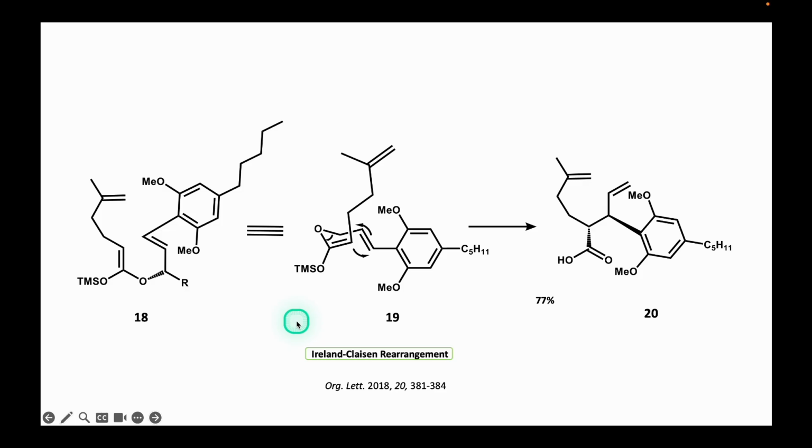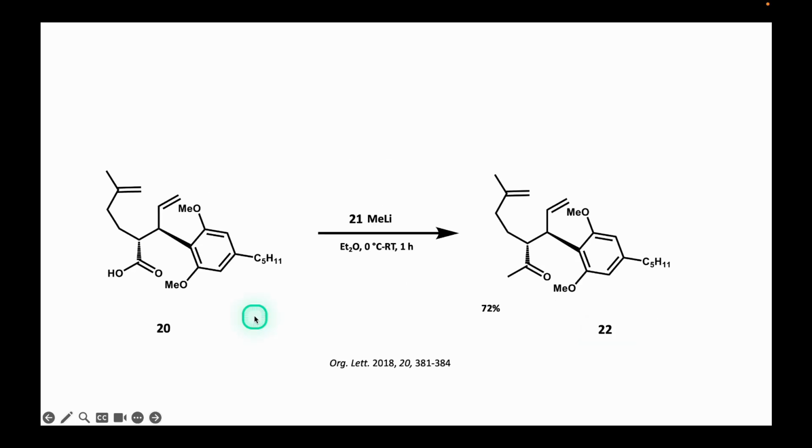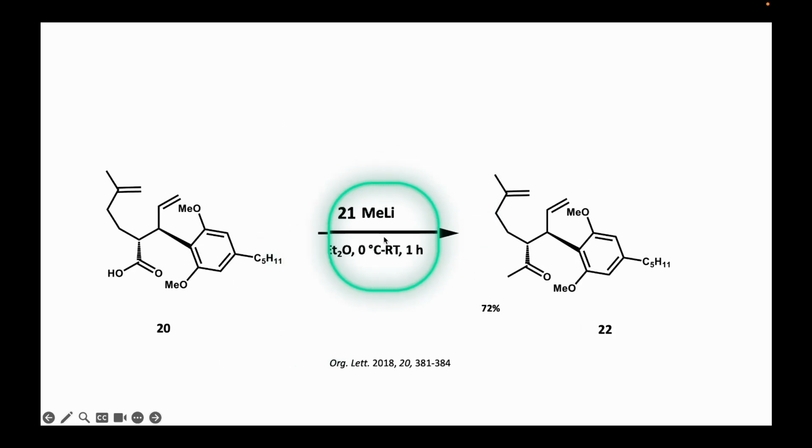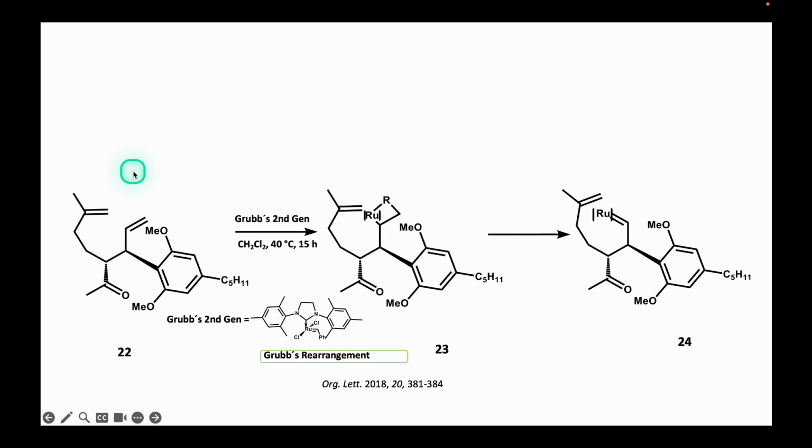Compound 18, in its conformation 19, is useful to visualize the Ireland-Claisen rearrangement, which then forms the carboxylic acid 20. The subsequent addition of methyl lithium leads to the formation of methyl ketone 22. The intramolecular olefin metathesis reaction of diene 22 in the presence of the second generation Grubbs catalyst.